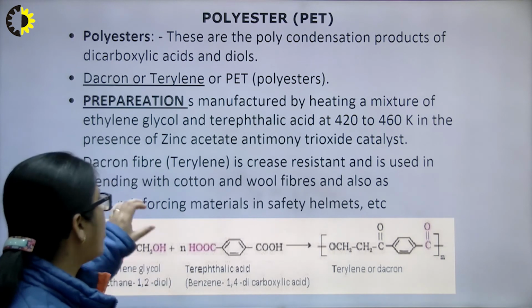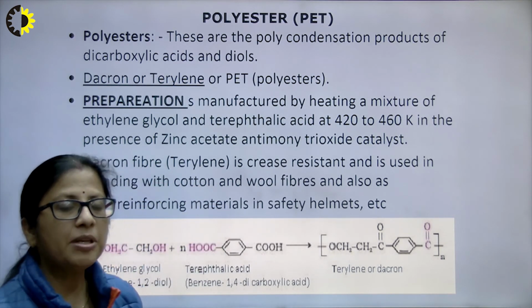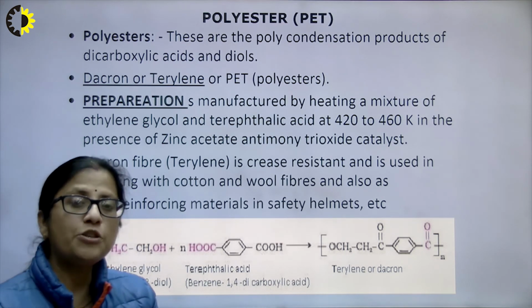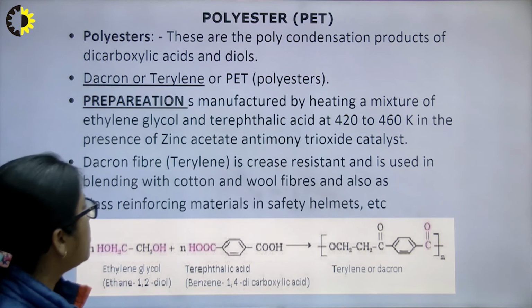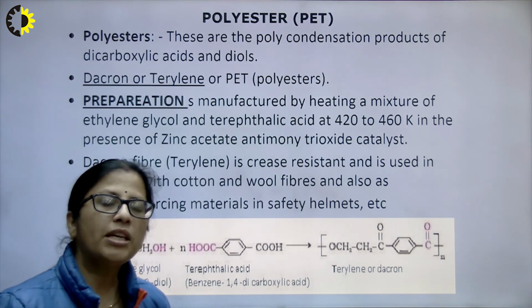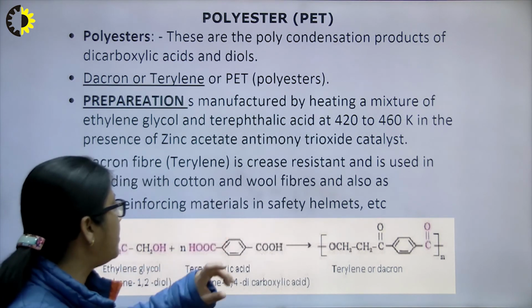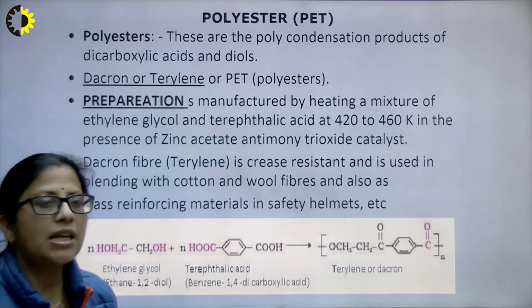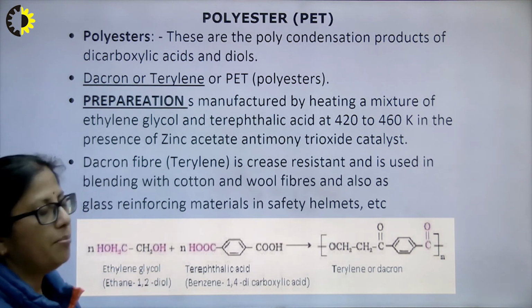And this Dacron fiber or terylene is crease resistant. That means the material which is formed is not easy to put lines on. It is crease resistant, and it is used blended with cotton. So we can blend this polyester with cotton, and we can blend it with wool fibers, and it is also used as glass reinforcing material in safety helmets.